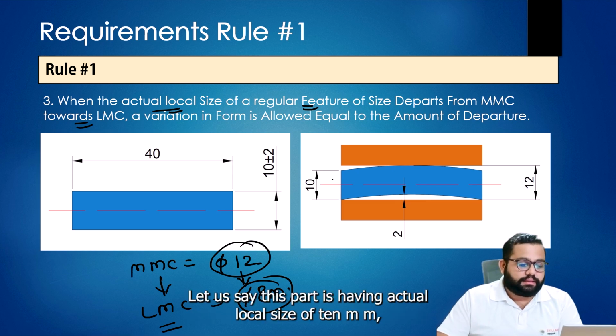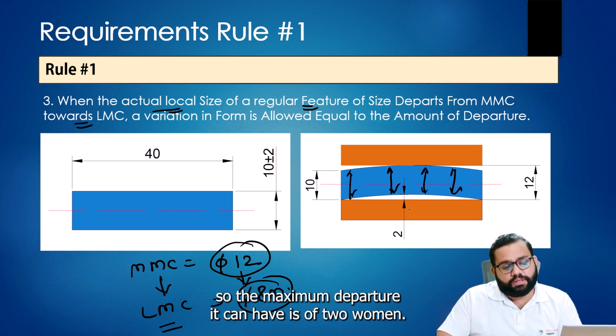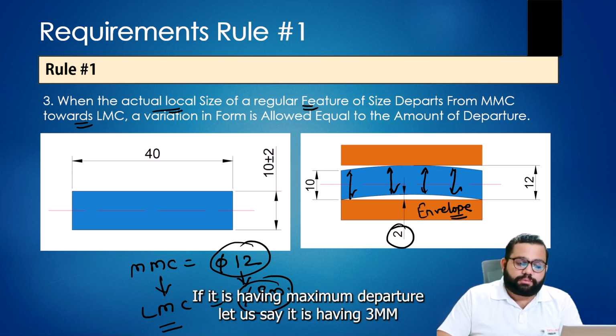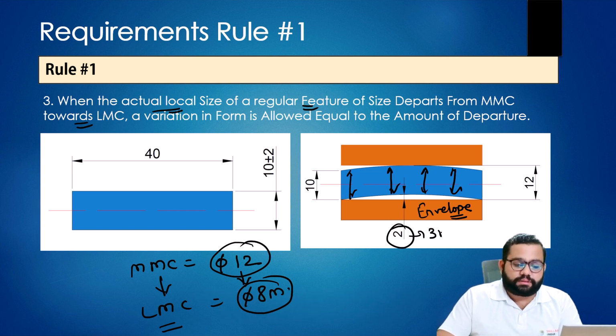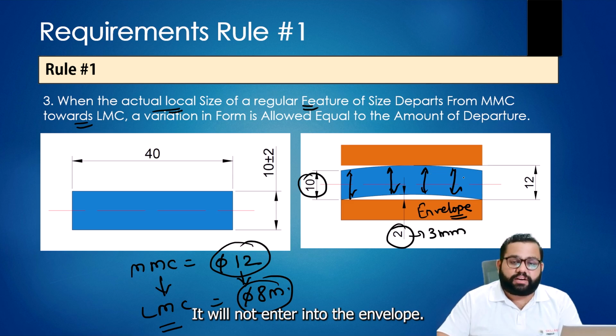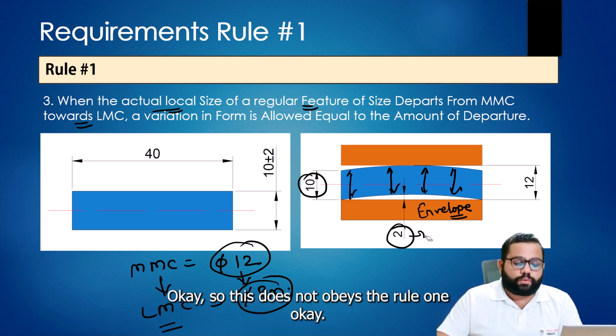Let's say this part is having an actual local size of 10 mm. So the maximum departure it can have is 2 mm. Then only it should enter into the envelope. If it is having a departure of, let's say, 3 mm and the actual local size is 10 mm, it will not enter into the envelope. So this does not obey rule one.